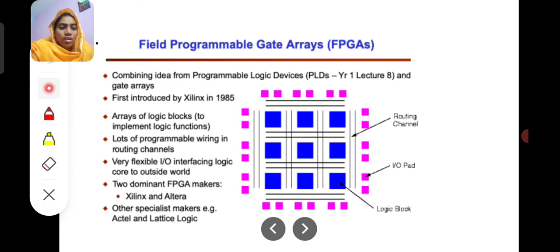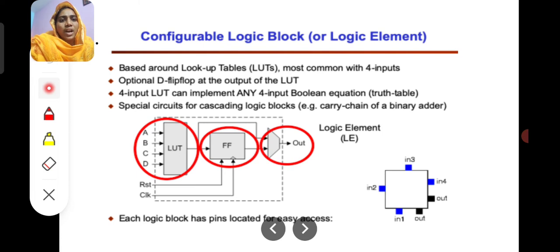So here we have, as I explained earlier, CLBs, IO pads, switching matrix, and routing channels. FPGAs are mainly developed by two companies, Xilinx and Altera. Other specialists are Actel and Lattice Logic. 90% of FPGAs are developed by Xilinx and Altera, and the remaining 10% by Actel and Lattice. So this is the block diagram of a configurable logic block. As I explained earlier, any configurable logic block has three parts. First part is lookup tables, used to store the addresses.